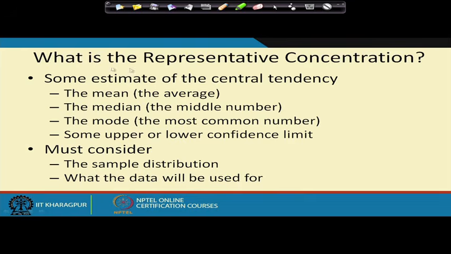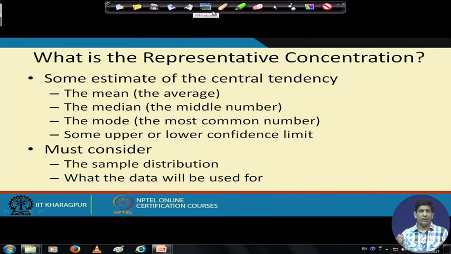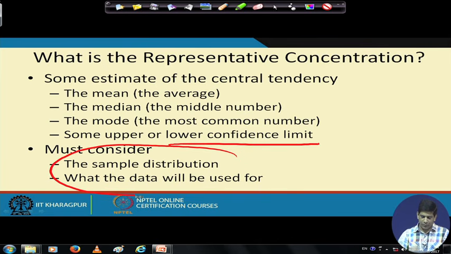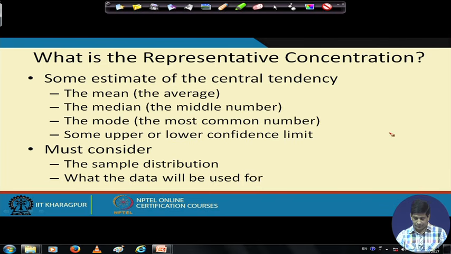Once the sample is collected, you analyze it, and then you look at some sort of central tendency. Again, if you have not taken a statistics course, or if you took it a long time ago, go and revise it. There are terms like mean, median, mode, lower confidence limit, and then you look at the sample distribution, whether it's a normal distribution or log normal distribution, and what the data will be used for. Those kinds of things come into the picture as well.